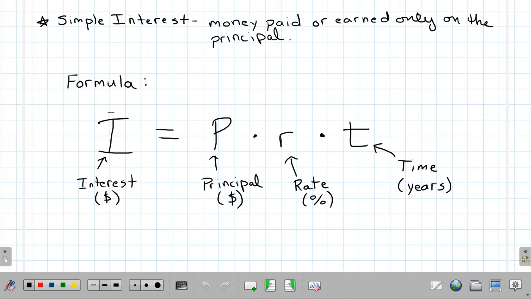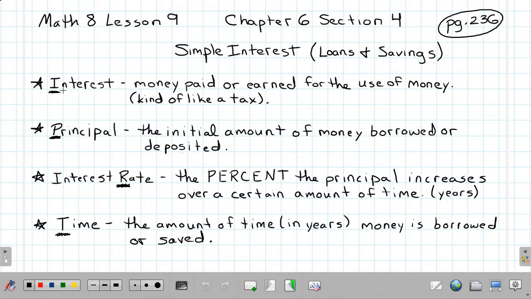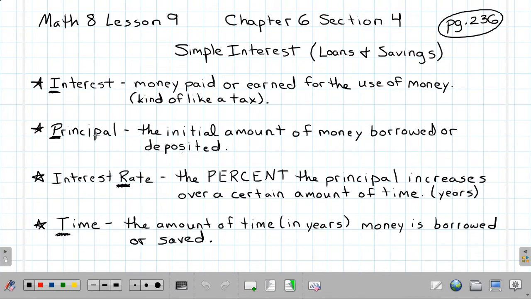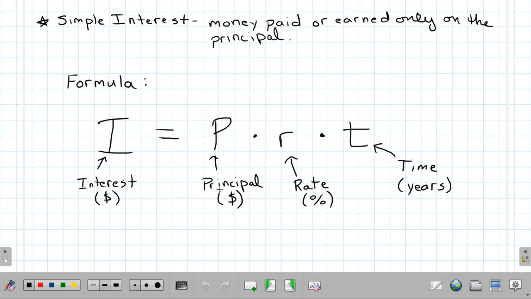So the formula is I, which once again stands for interest, equals P, which stands for, in this case, principal. This is the place where a lot of people need to be careful. The P does not stand for percent in this situation. It stands for principal, okay? So P times R, which is the rate, which is the percentage, times T, which is time, okay? And once again, that has to be in years.